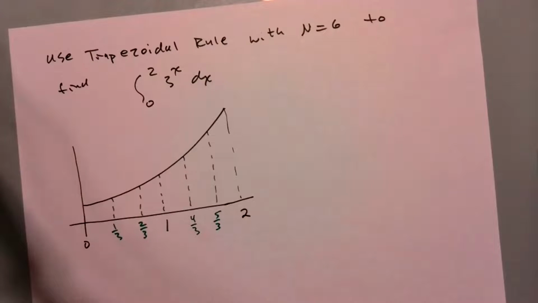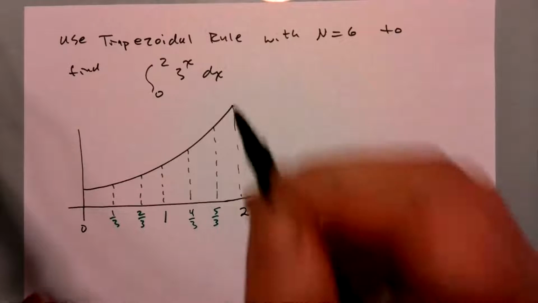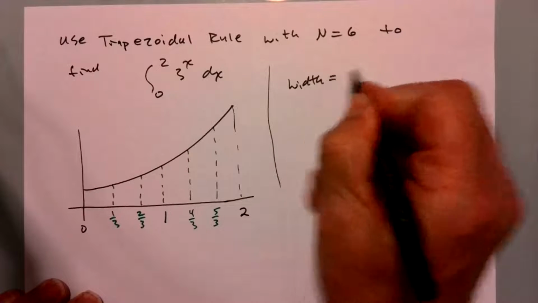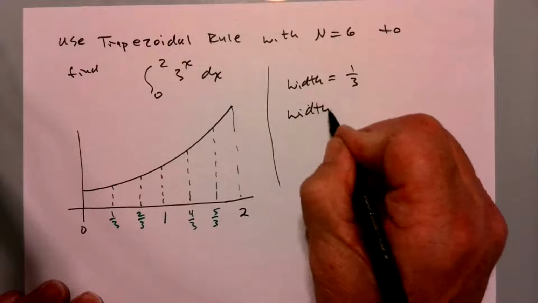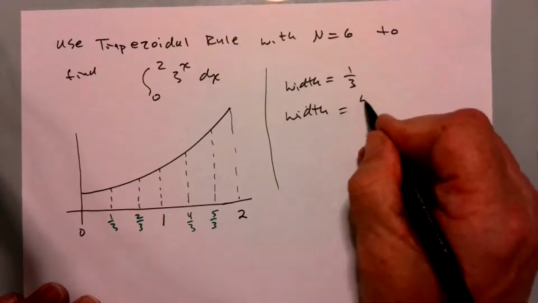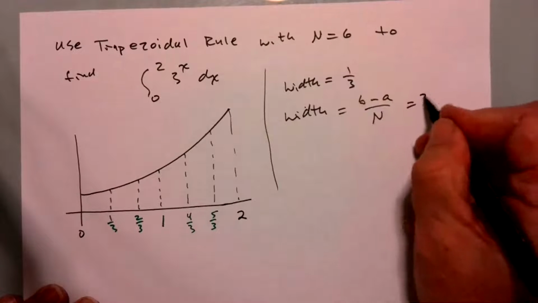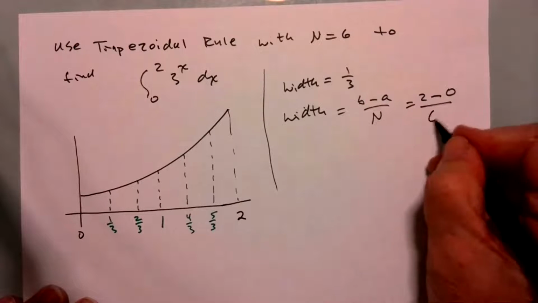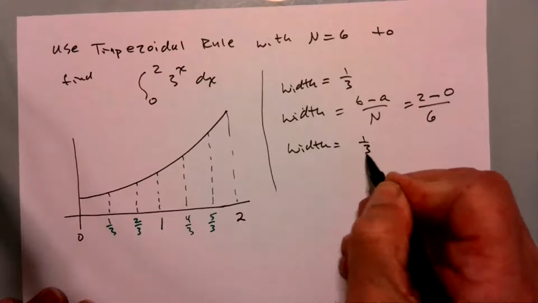So our width here is 1/3, but where does that come from? Our width is 1/3. The width that we need, the width of the trapezoid, which is actually the height in terms of our definition, is b minus a over n. Endpoint b, 2, minus starting point 0, 2 minus 0 over n, the number we're using, 6. So our width here is 1/3.